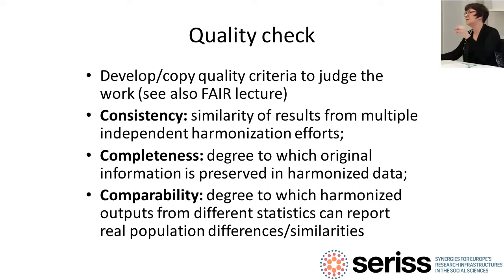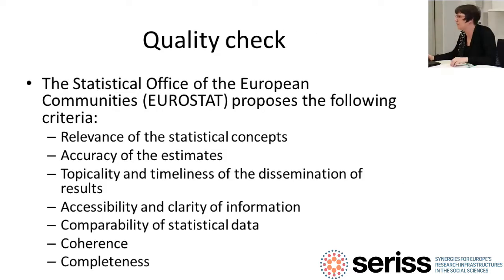Consistency, are you getting similar results from your multiple independent harmonization efforts? Completeness, are you able to capture all of the original data and preserve it into a harmonized structure? Comparability, and that's the degree to which harmonized outputs from different statistics can report real population differences or similarities. So is your harmonized stuff pretty close to the original? Here's some more principles that you can look at, and there's a hyperlink here to the European Statistical System website, where they also talk about using these principles to guide your harmonization outputs.